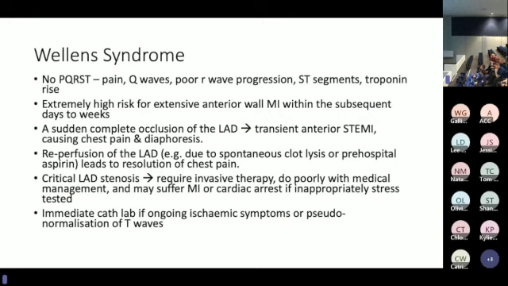But they are at very high risk of going on to have an MI within the next few days to weeks. So you don't necessarily need to go immediately to cath lab unless the patient has ongoing ischemic symptoms or has pseudo-normalization of the T wave. So if they go from a De Winter pattern then to an upright T wave, then that would be an indication for activating cath lab. Does that make sense? Did I explain that properly? Yeah. Okay. Any questions about that?